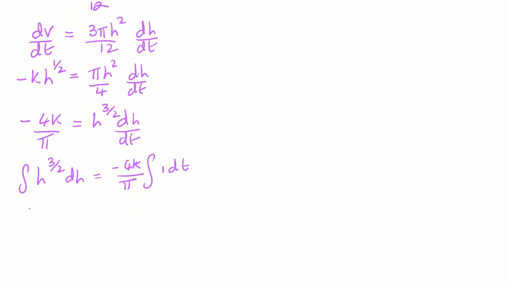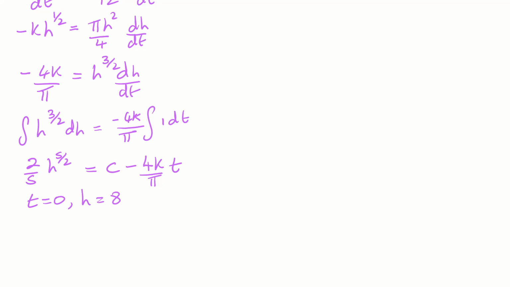So this one would be 2/5 h to the 5 over 2, and that would be equal to some constant, take away 4k on pi t. Now we know that it is full at the beginning, so t is 0, h is 8. So 2 times 8 to the 5 on 2 divided by 5 equals c, gives us that c is equal to 256 root 2 on 5.